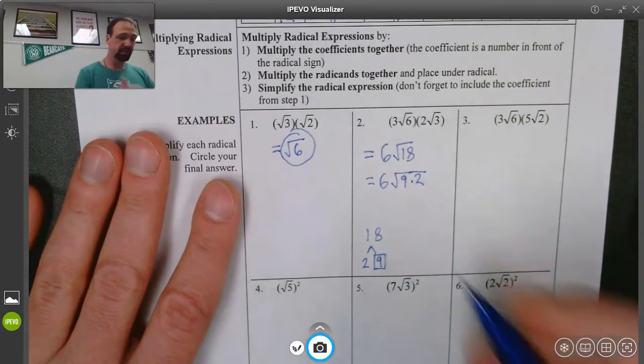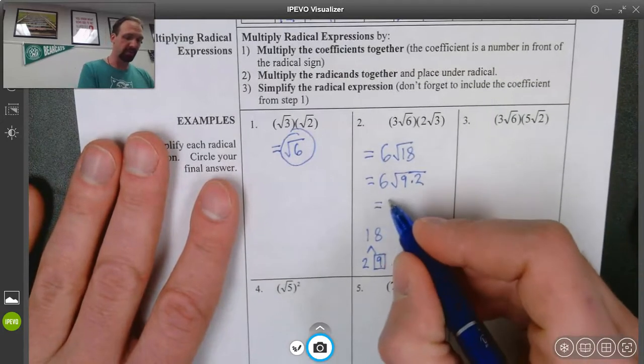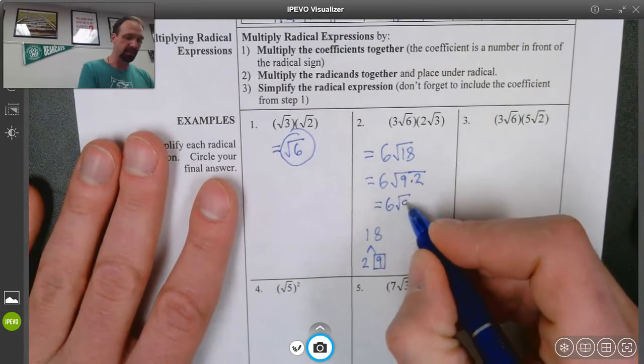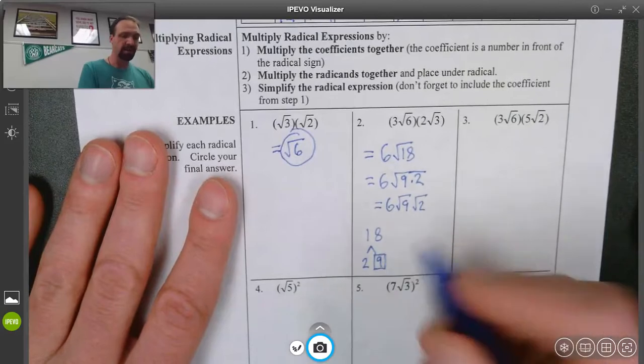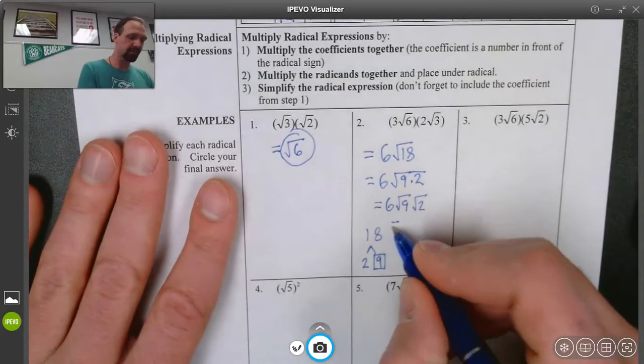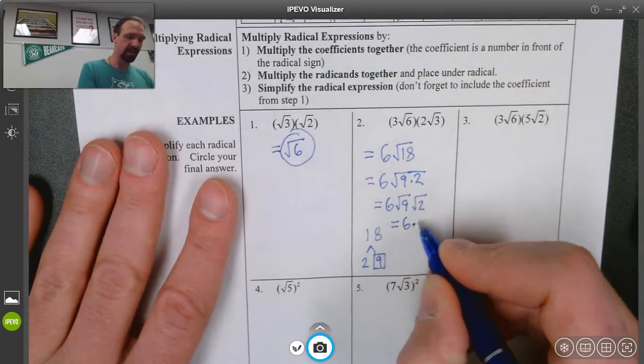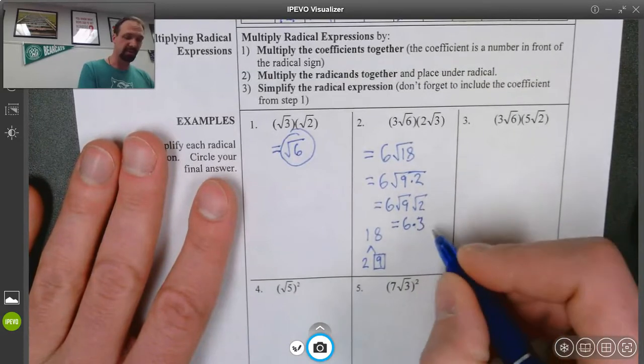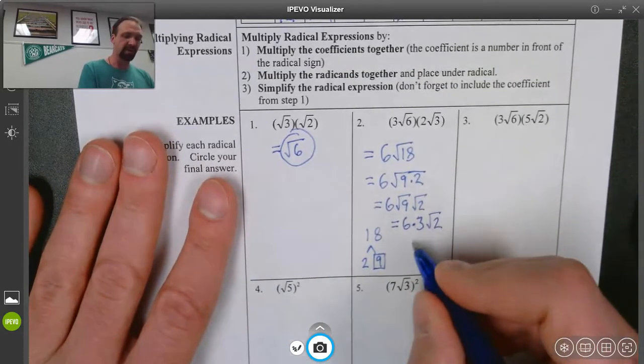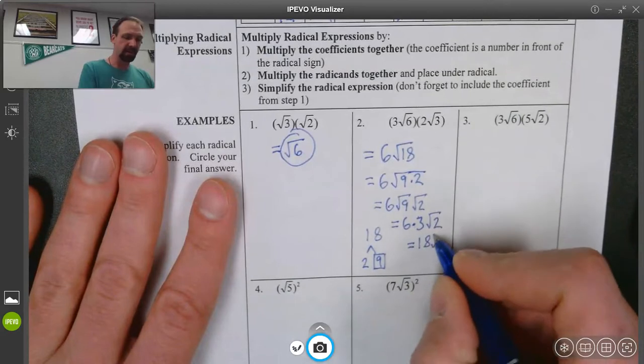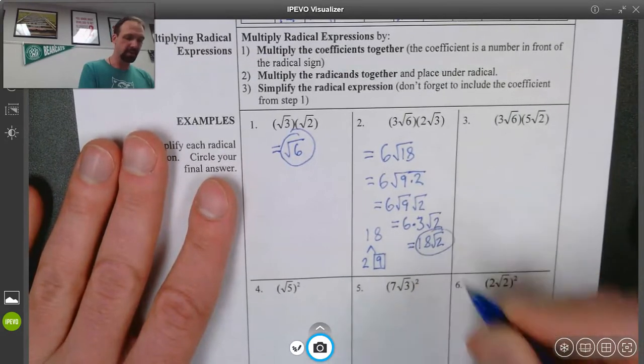So 6 times the square root of 9. Remember, we can now split this up. So I have 6 times the square root of 9 times the square root of 2. Now be careful. This is where students make mistakes, because you have to take 6 times, remember, that's the multiplication symbol there, 6 times 3, and 6 times 3 is 18. So we have 18 square root of 2. And there's my final answer.